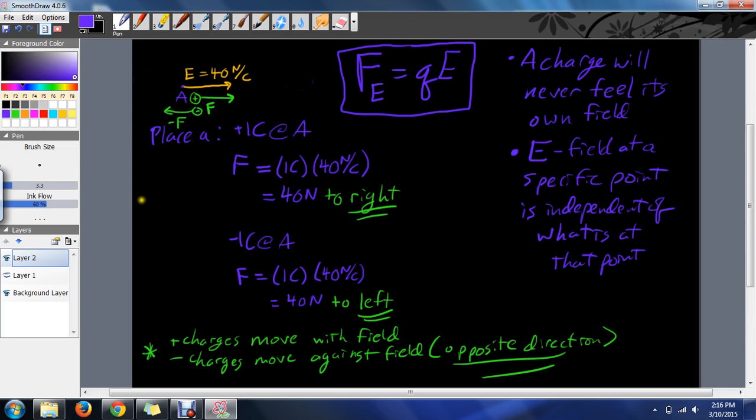If I were to place a negative 1 microcoulomb charge at A, the force would be 10 to the negative 6 coulombs times 40 newtons per coulomb, equaling 4 times 10 to the negative 5 newtons to the left. See how easy that is? Super easy.